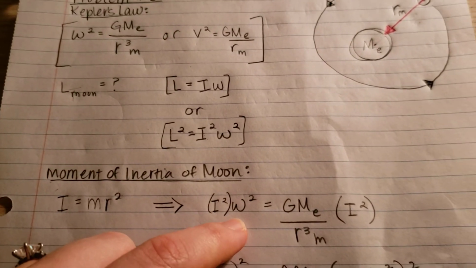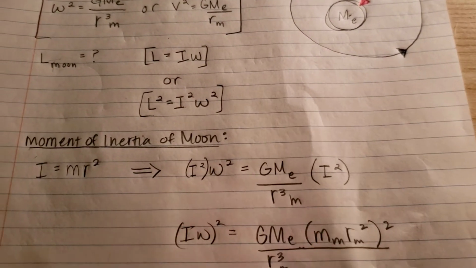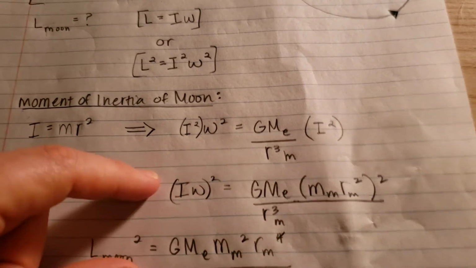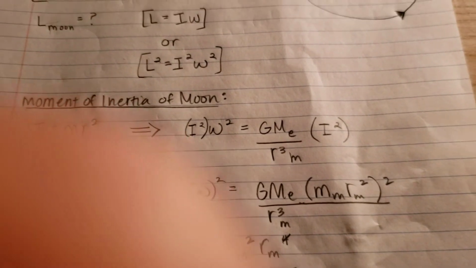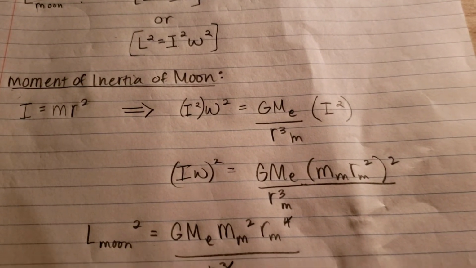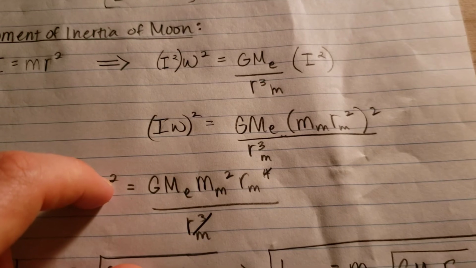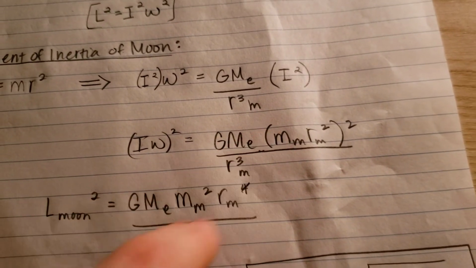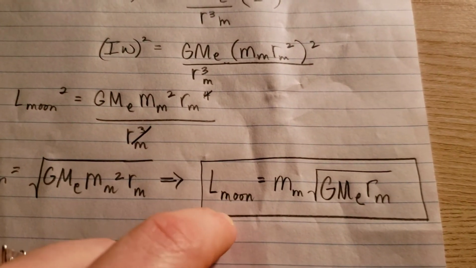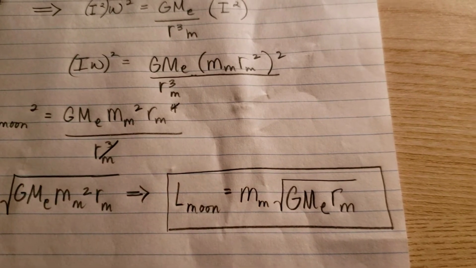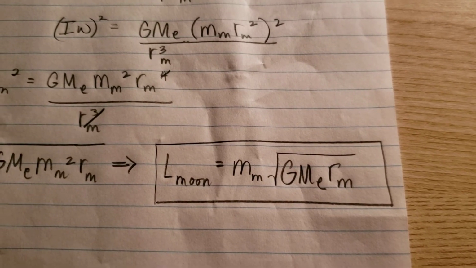So we can take our equation and then we can just multiply it by I squared on either side. And since we know the I squared, we can plug that in here. Since we know that I times omega squared is equal to the angular momentum squared, we can just now plug in that angular momentum. So the angular momentum of the moon squared is going to be equal to this here, and then we do some algebra, and we end up with the angular momentum of the moon equal to the mass of the moon times the square root of the gravitational constant times the mass of the Earth times the distance from the Earth.